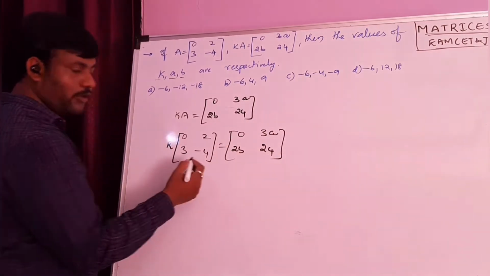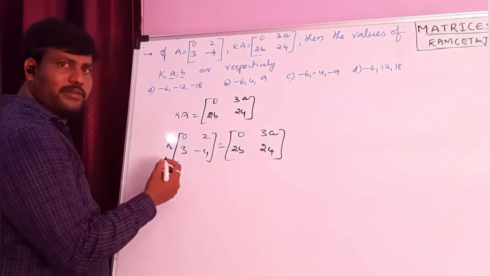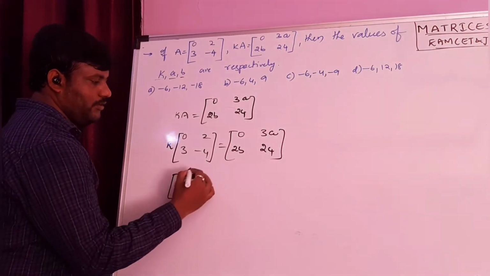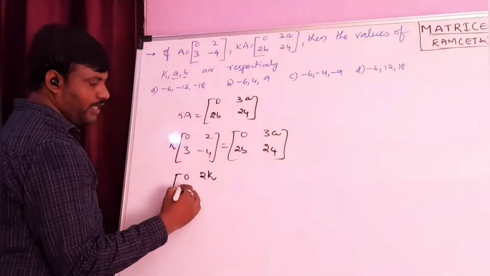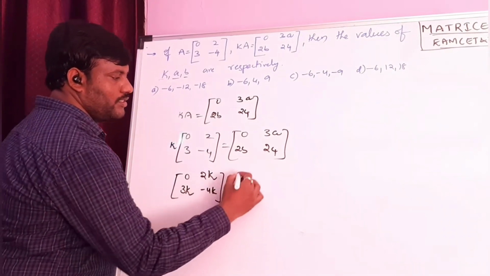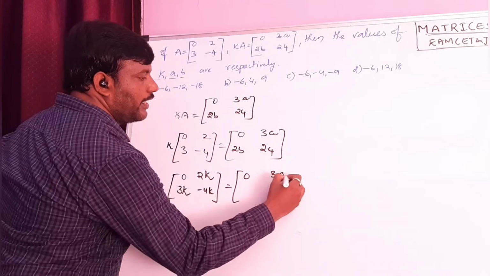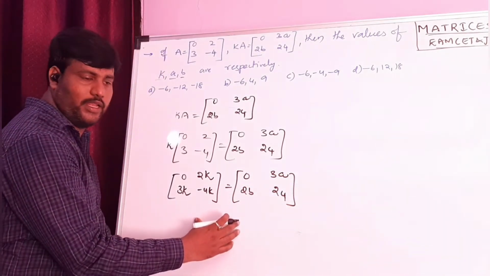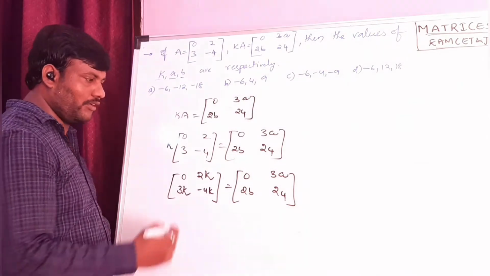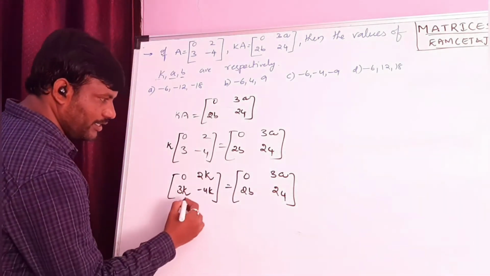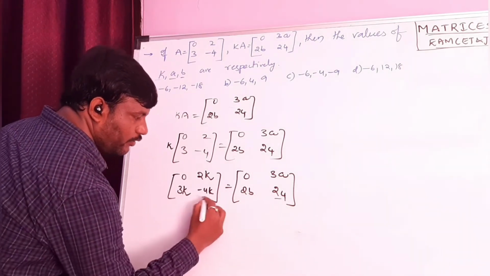So we know how to do scalar multiplication. That's very simple: each and every element is multiplied by the scalar. K into 0 is 0, K into 2 is 2K, K into 3 is 3K, minus 4 into K is minus 4K. This is equal to the matrix 0, 3a, 2b, 24. Now clearly these two matrices are equal. Then from the definition of equality of two matrices, the corresponding elements are also equal. From that, I go for the first one directly.